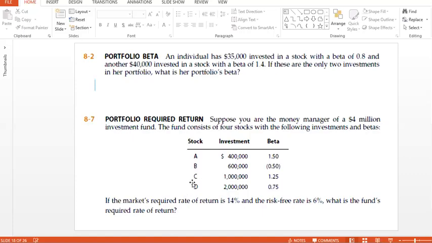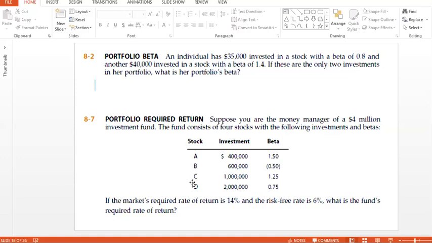So again, we have these two problems from your course pack related to portfolio beta and portfolio required return. A-2: an individual has $35,000 invested in a stock with a beta of 0.8 and another $40,000 invested in a stock with a beta of 1.4. If these are the only two investments in her portfolio, what is her portfolio's beta?